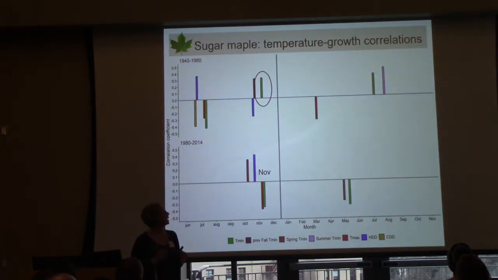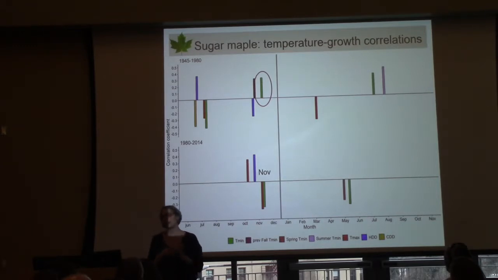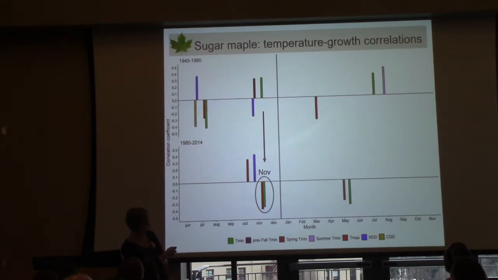Thinking about temperature, there is a lot I could talk about. I'm just going to focus on one thing here, really. So in the first half of the chronology, in that same time period, November, December, the end of fall, beginning of winter, we see there used to be a positive correlation with minimum temperatures. But what we see over time is that it actually shifts. And so now in the second half of the chronology, we see a negative correlation with both minimum, that's in green, and maximum temperatures in November.